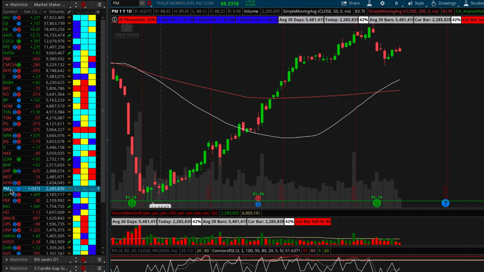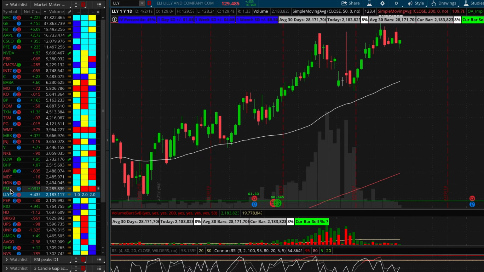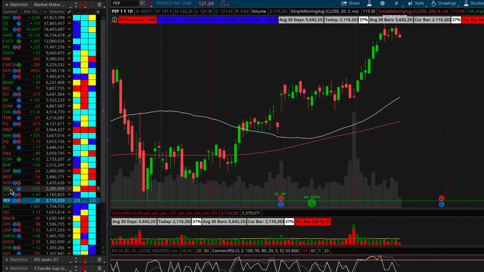And I'm looking at the volume also on the put side. How much volume do they have on the puts? Because I want something with a lot of liquidity that I'm going to be able to get in and get out of without any trouble.